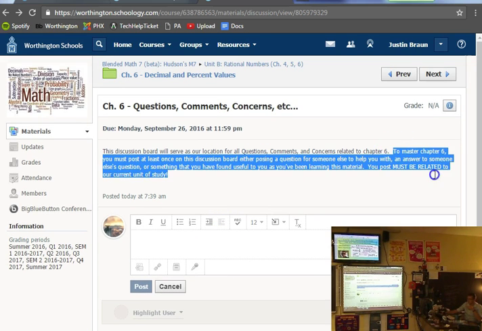So make sure that at some point, and it's going to show up on your upcoming, I name it questions, comments, concerns, because that's really the easiest way to say, well, what do I put here? Well, you can post a question and hope for somebody to answer it. You can answer somebody's question. You can post a comment related to the chapter. Don't just say this chapter sucks. It has to be related to the math.